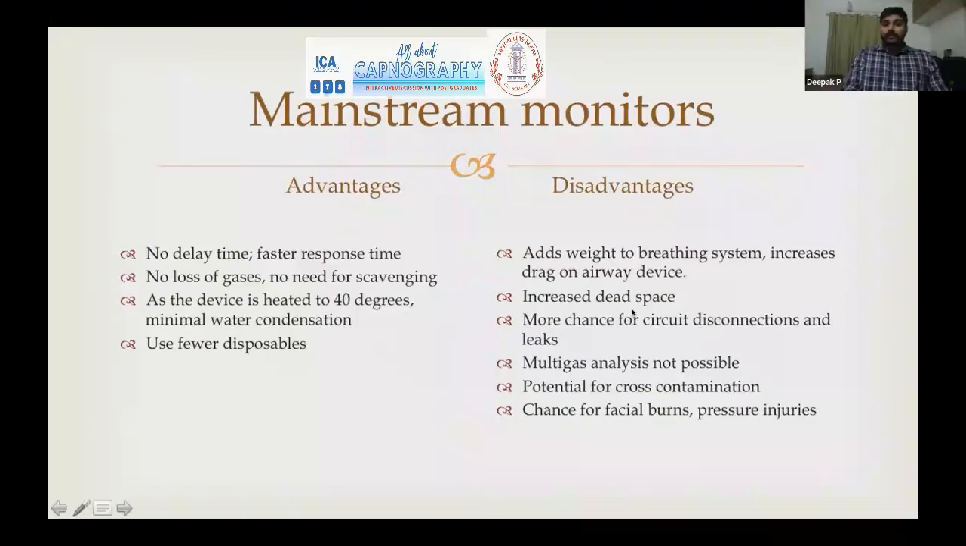Also, mainstream monitors are usually used for the analysis of carbon dioxide and oxygen only. And because the same equipment is used for different patients, potential for cross-contamination is present. As we said, this monitor is heated up to a temperature of 40 degrees Celsius. When it is placed on the patient's face, there can be a chance for facial burns. And also, because of the weight of this monitor, there can be a chance for pressure sores on the face.